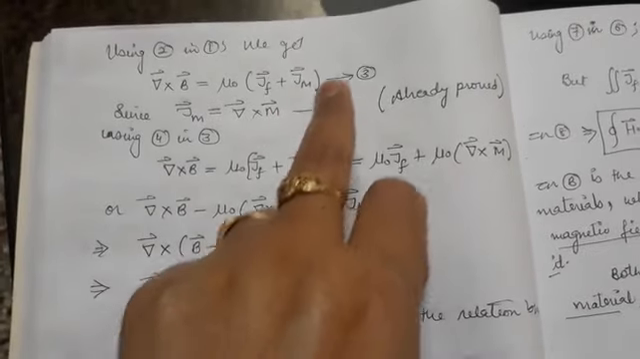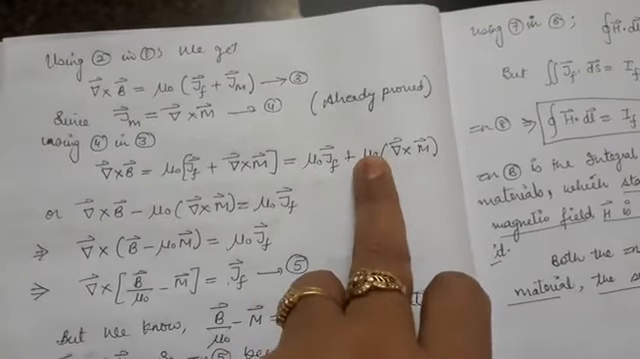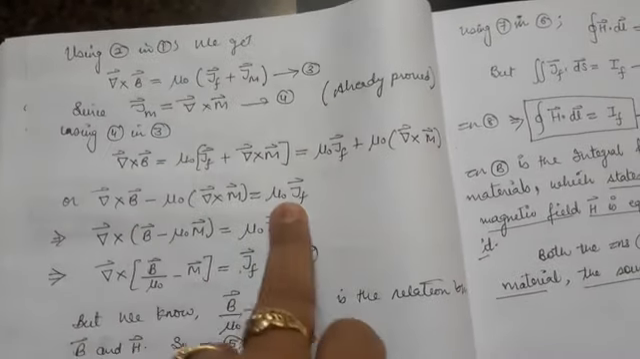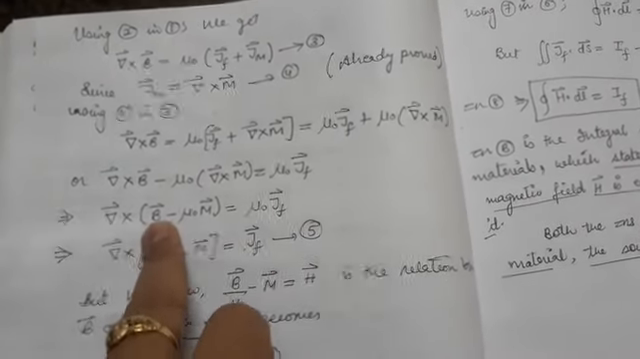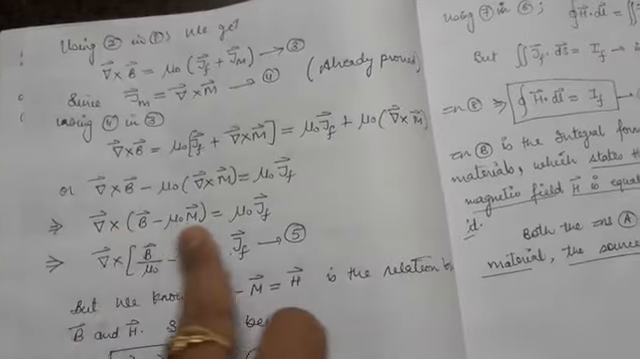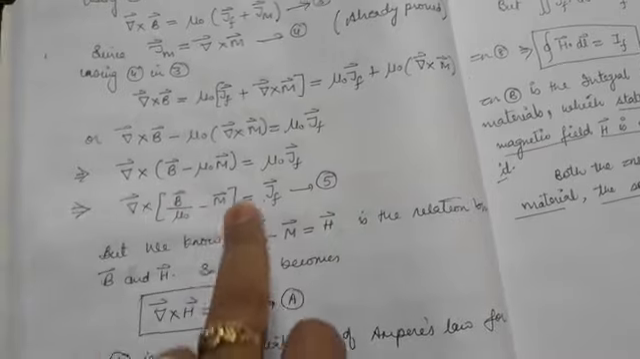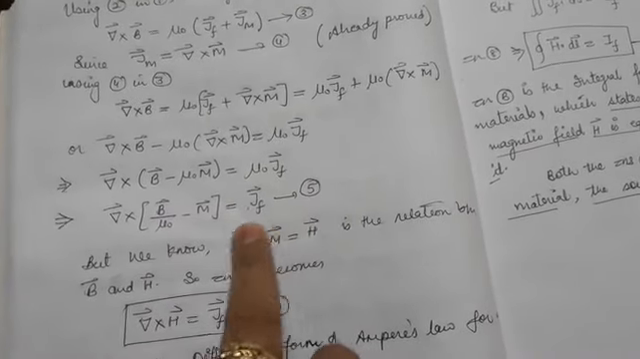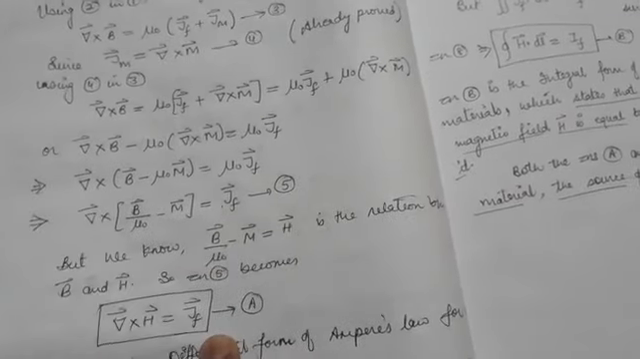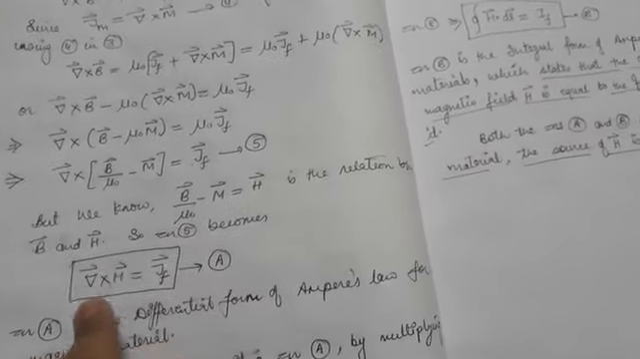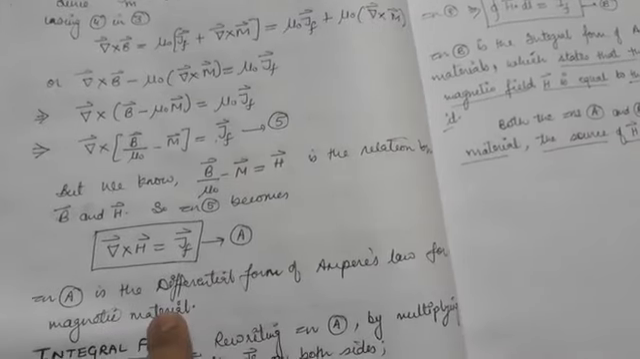So using equation 4 in equation 3, I'll get this equation. Now open the bracket, you will get this equation. Shift this term to the left hand side. Then on the left hand side, take del cross as common. You will get this. Divide throughout by mu naught. You will get this. Now I have already defined this quantity as H vector. This is known to be the relation between H vector and B vector. So del cross H becomes JF vector. This is an important equation which is known as the differential form of Ampere's law for magnetic materials.